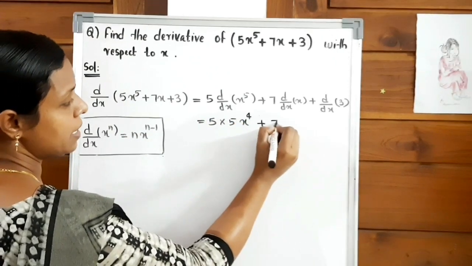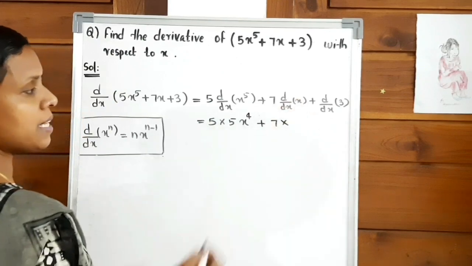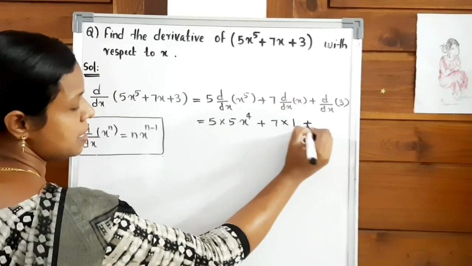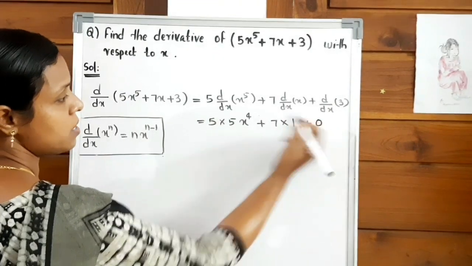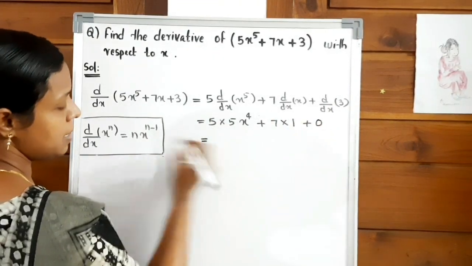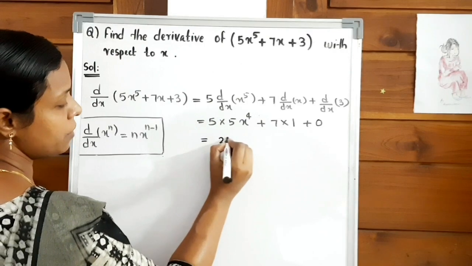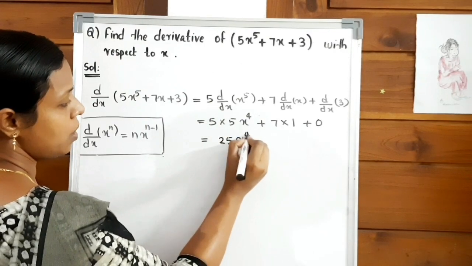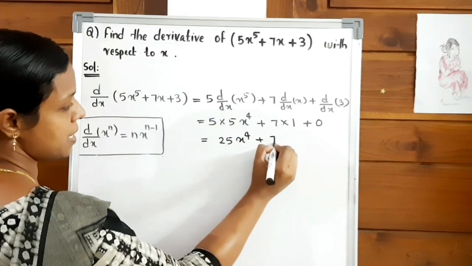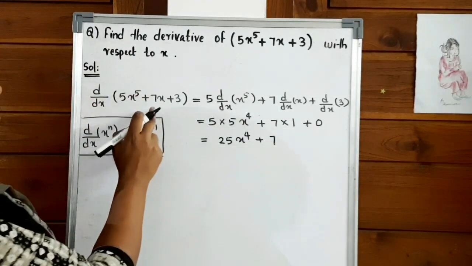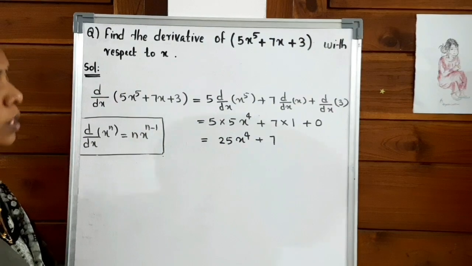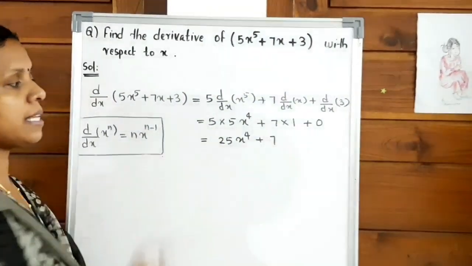Plus 7 into d by dx of x is 1. Plus d by dx of a constant 3 is 0. So we write 0 here. So we get 5 into 5, 25, x raised to 4 plus 7 into 1, that is 7. Now we get d by dx of 5x raised to 5 plus 7x plus 3 is equal to 25x raised to 4 plus 7. Clear?